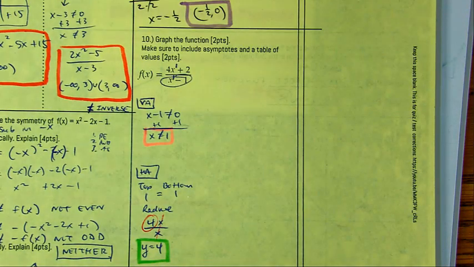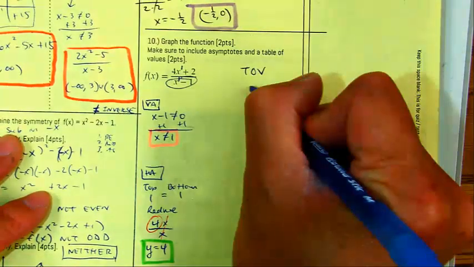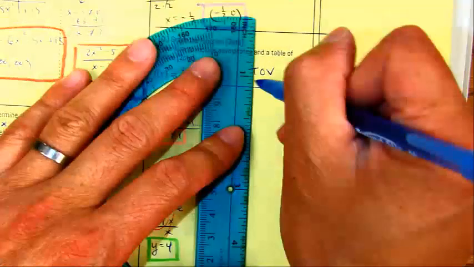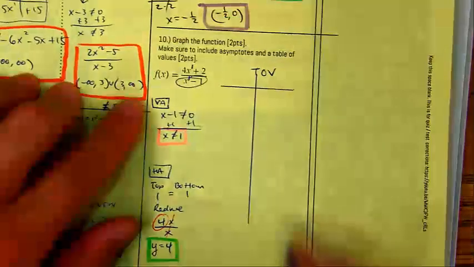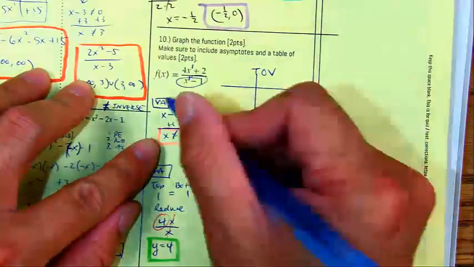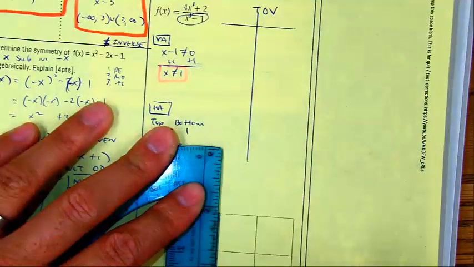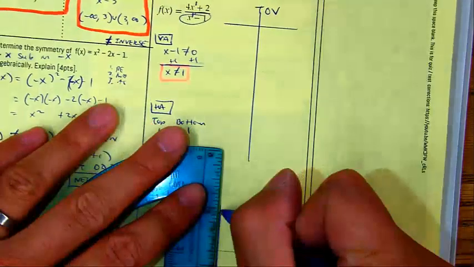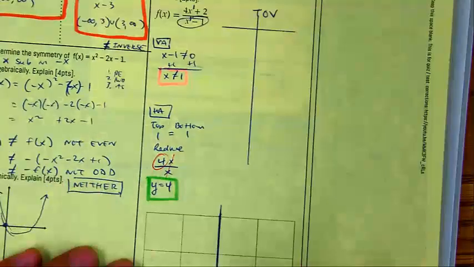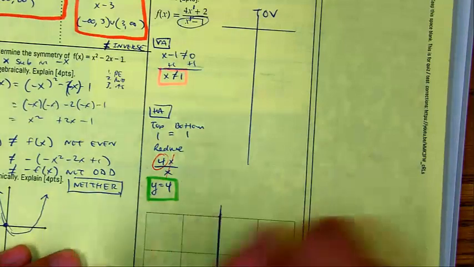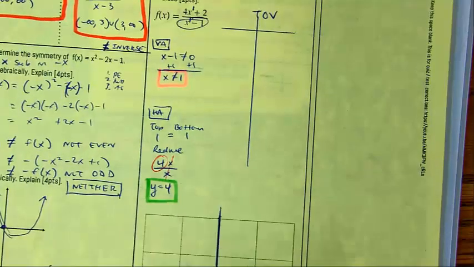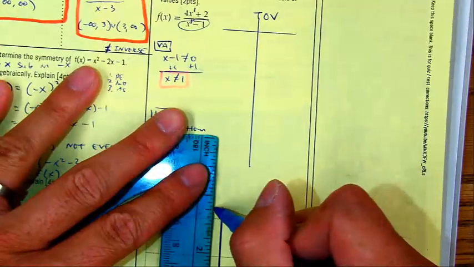Okay, table of values. Table of values. Okay, so the table of values, you're asking, where do I start? Well, if you're going to have a vertical asymptote at 1, I meant to give you guys some nice graph paper in here, but it didn't work out, so just deal with it.